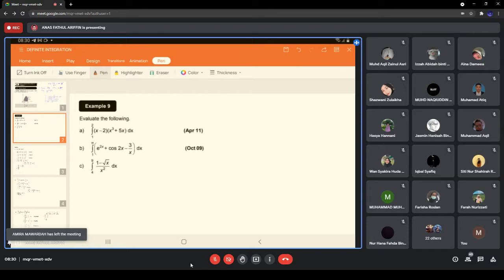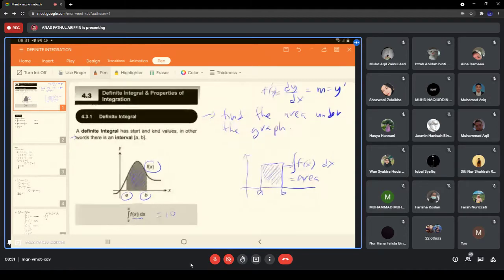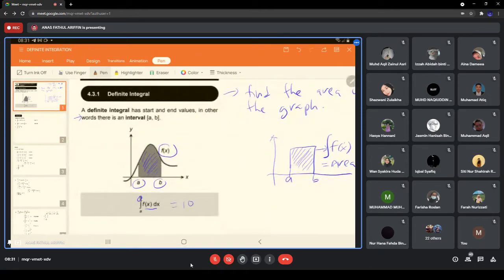So this is the example. Basically the definite integral is the same as the indefinite integral. Previously we called it indefinite, which has no limit. We just integrate but with no limit. In the previous class we called this indefinite, when there is no limit, for example, when we integrate function f(x). But now we have a limit, we call it definite, where we want to find the area under the graph.